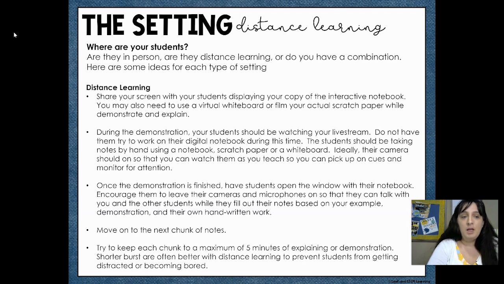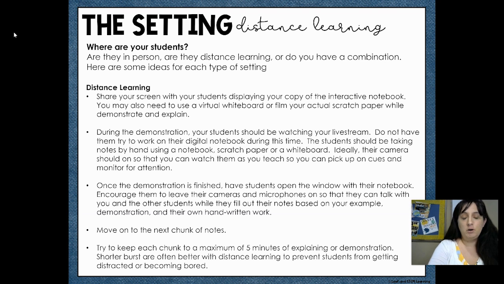Give them a set amount of time, have a noise that goes off, or just say, "Okay, kids, it's time to come back." Then bring them back to do the next chunk of notes where, again, they've closed their tab for their notebook. They're back on their live stream tab for Zoom or whichever program you're using, so that they are, again, taking notes by hand, but they're focused on watching you and not focused on adjusting the digital notebook.